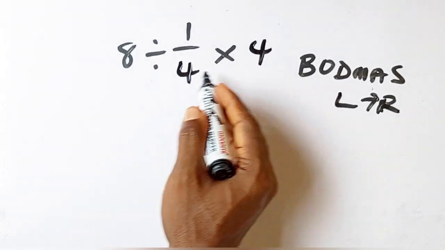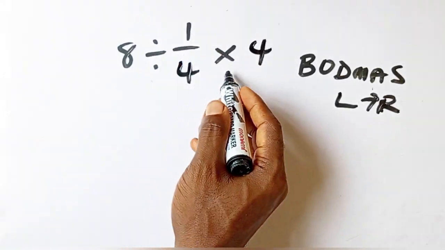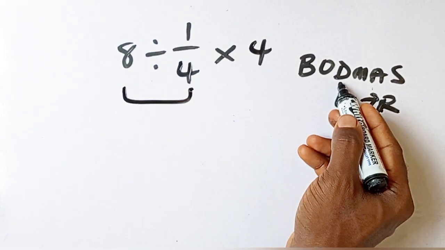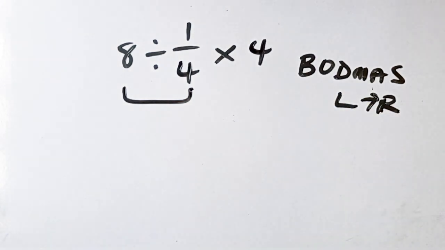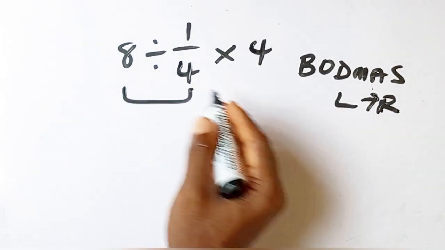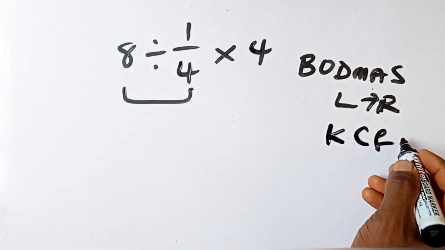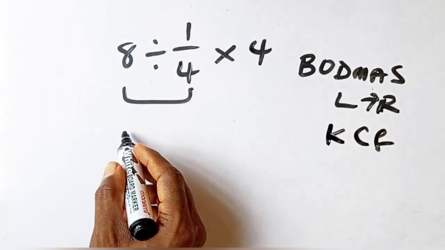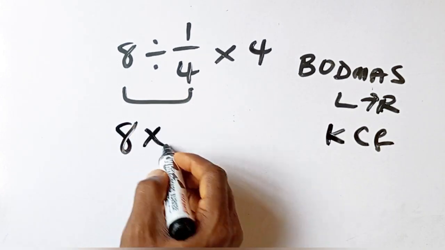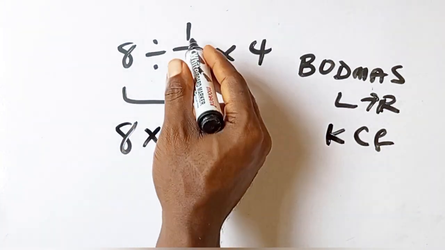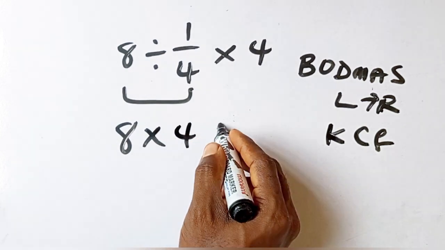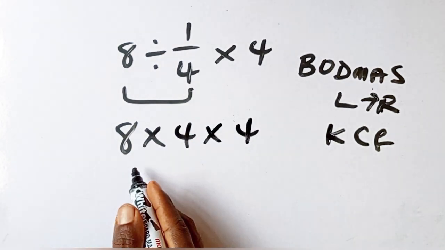So 8 divided by 1 over 4 times 4. We are solving the division first because of our order of operation. Now, in this place, we are going to apply the KCF rule. K stands for keep, C stands for change, F stands for flip. So we are going to keep 8, change division to multiplication, and flip this, which is 4 over 1. It's also known as 4, times 4, right?